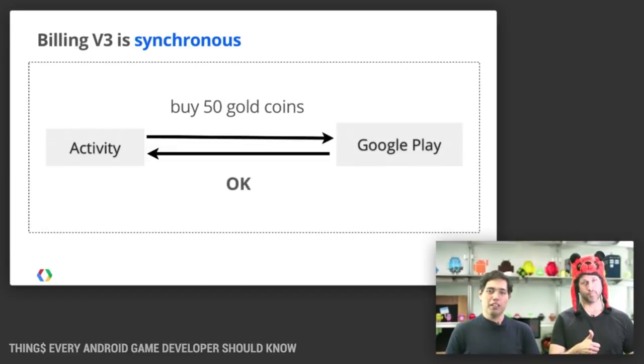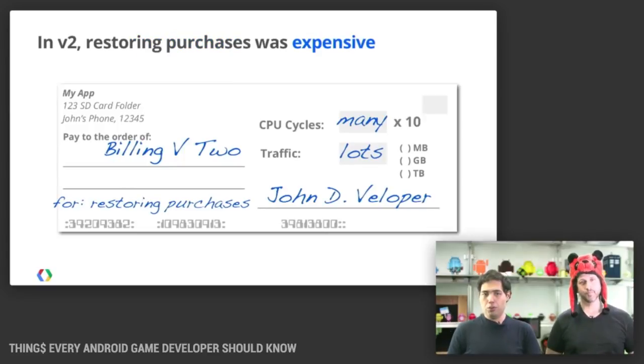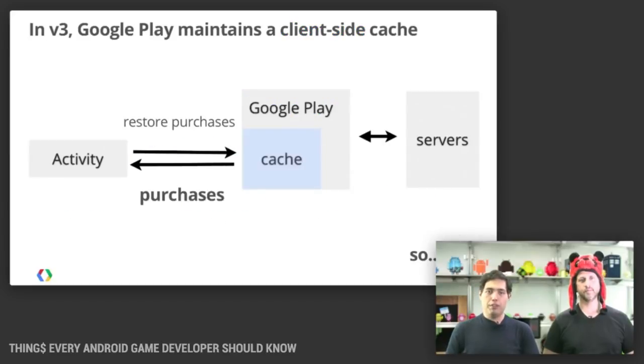And if you're used to V2, you probably remember that listing the items that are owned by a particular user is a very expensive operation, so you couldn't call it all the time. So you had to do that very sparingly. So your whole code had to be structured around that limitation. In contrast, in V3, Google Play actually implements a client-side cache and takes care of keeping that in sync with the server for you.